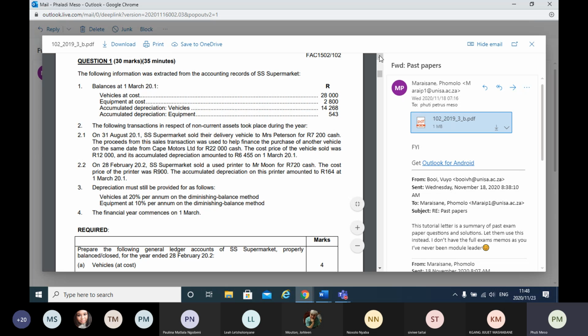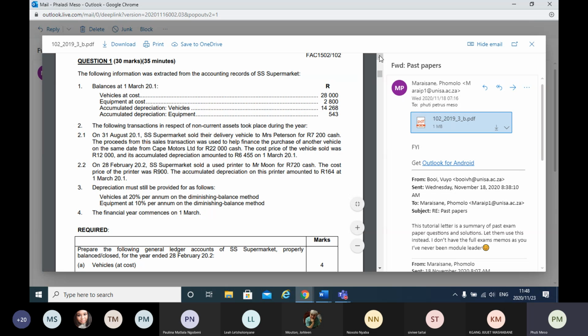My year end is 28 February 2002, meaning the beginning would be the 1st of March 2001, right? It shows there under your balances. Looking at the top, it says the following information was extracted from the accounting records of Double S Supermarket. Balances at the beginning of the year: vehicles at cost, 28,000 rand; equipment at cost, 2,800 rand; accumulated depreciation on vehicles, 14,268; and on equipment, 543.